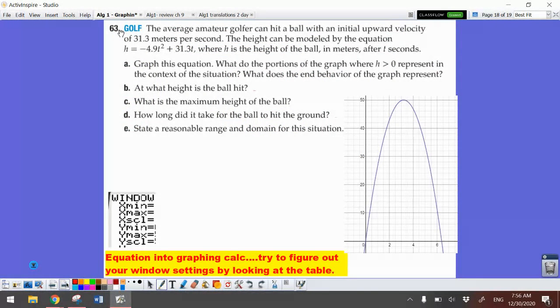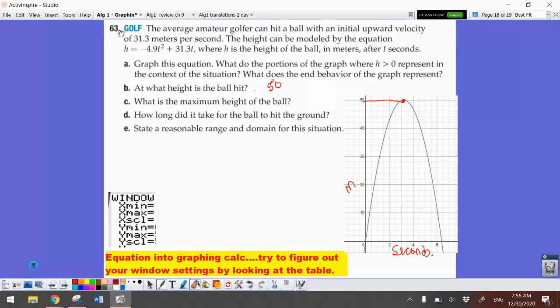So this one, we've got a golfer. And this golf game can be modeled with negative 4.9 t squared plus 31.3 t, where the height is in meters and after t seconds. So this is meters and this is seconds. Okay, so it says, at what height is the ball hit? Well, the maximum point is up here. So that means my maximum would be 50.